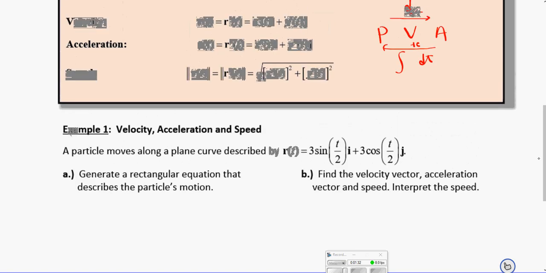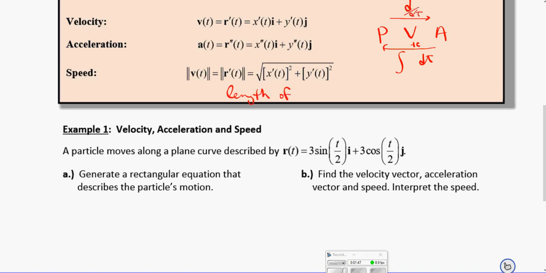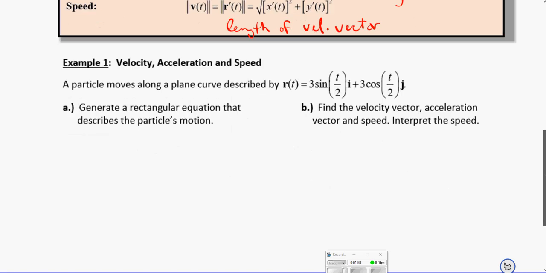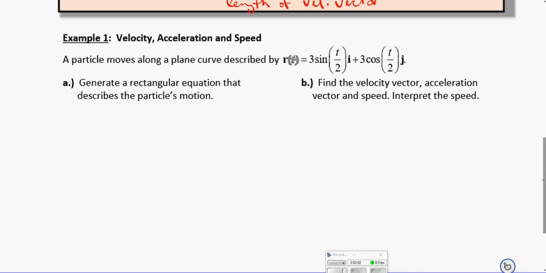Speed. When we have motion in one direction, speed was just the absolute value of velocity. With vectors, the absolute value of velocity looks like the length of the velocity vector. So the length of the velocity vector is just our Pythagorean theorem. All right, velocity, acceleration, and speed.